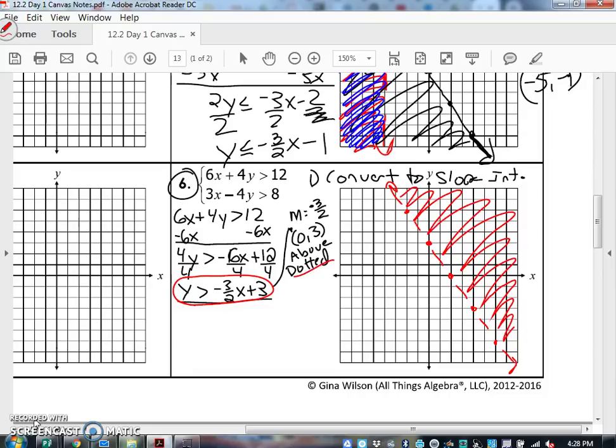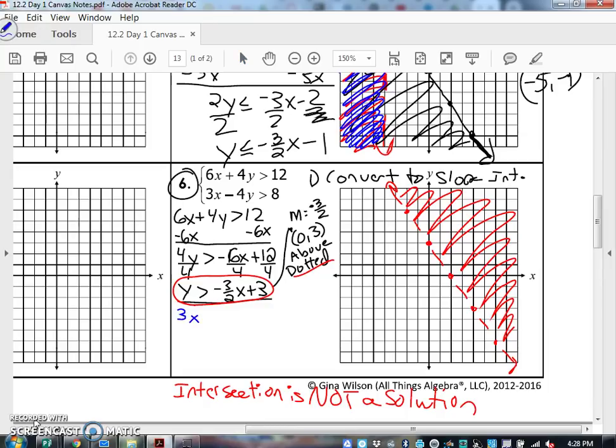Since this is dotted, by the way, the intersection is not a solution. Anytime at least one of the linear inequalities has a dotted line, the intersection is not a solution. Okay.